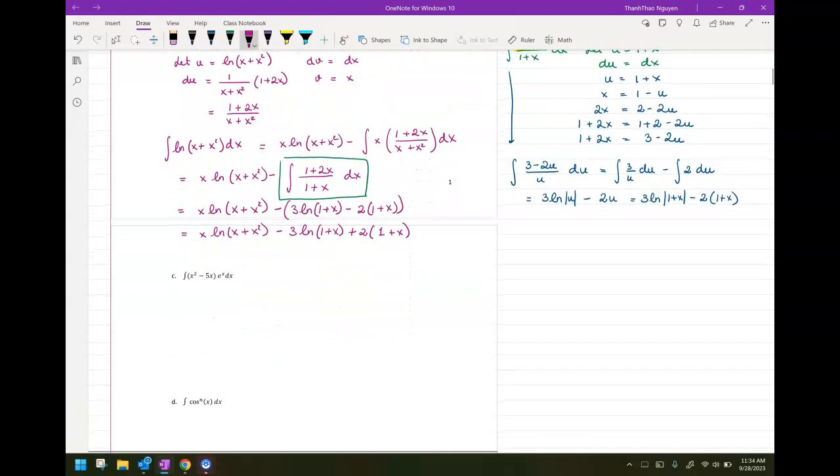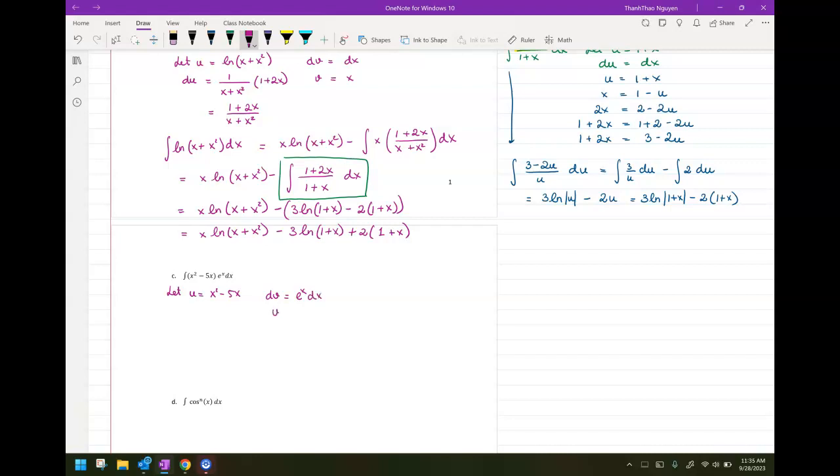Okay, and in that case, the integral of x squared minus 5x times e to the x dx. Note that when we assign the u and dv, since for dv we have to do the integral to figure out what v is, we want to use the part where we have the least amount of work for that integral. So I will let u equal x squared minus 5x, and dv equal e to the x dx.